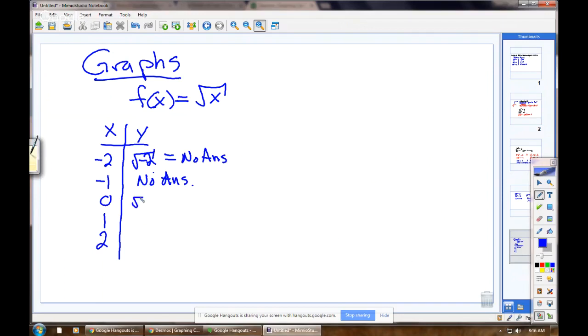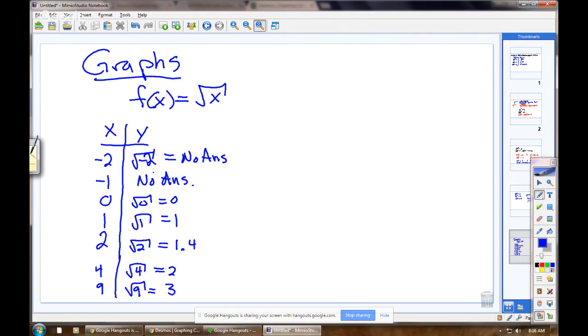Square root of 0, that's just 0. Square root of 1, that's just 1, because 1 times 1 is 1. Square root of 2 is about 1.4-ish. Square root of 3, let's skip that. Let's do one we can do in our head. Square root of 4 is 2. And let's skip to another easy one. Like a 9. Square root of 9 is 3.